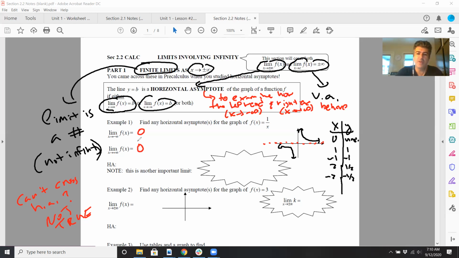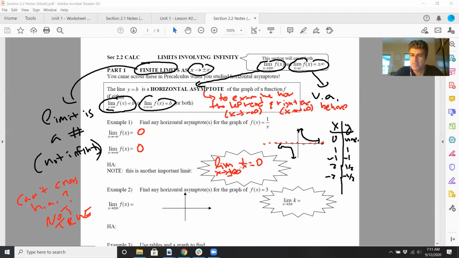So what this tells us in the starburst is that the limit as x approaches plus or minus infinity of 1 over x equals 0. That's an important limit that we'll have to utilize throughout this course.